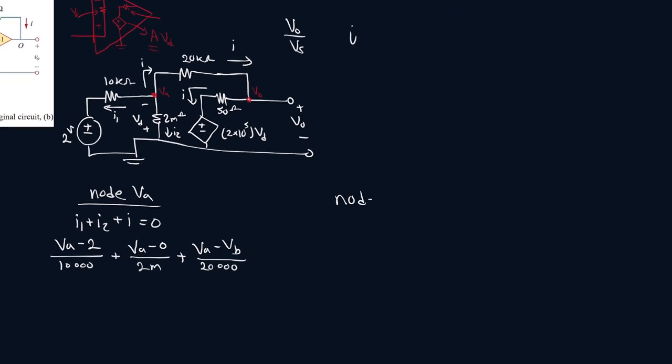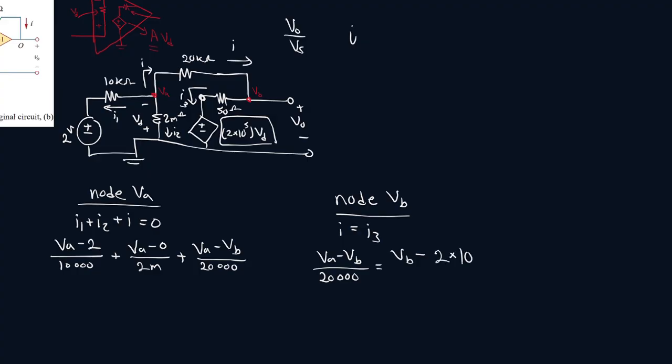Now for node VB, I1 enters the node, and this will be equal to, let's call this I3. Sorry, I also called this I. My bad. It should be I3. And this will be equal to I3, which is leaving. So I1, it's VA minus VB all over 20,000, and this is equal to I3, which will be VB minus, so the voltage here will pretty much be the voltage here, which is 2 times 10 to the power of 5 VD, all over 50 ohms.